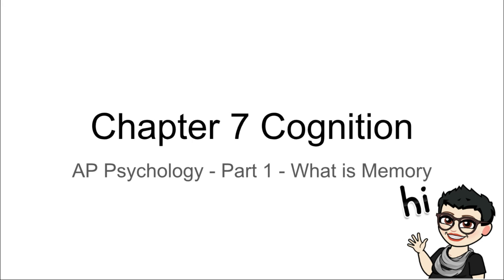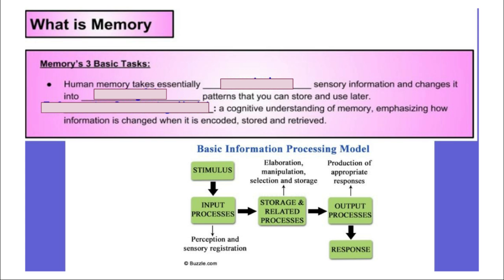And we're going to take a look at the first part talking about what is memory. So, memory is basically wrapping around three basic tasks. And we're going to talk about these tasks here in a moment. But human memory takes essentially meaningless sensory information and changes it into some kind of meaningful pattern that can be stored and used later.